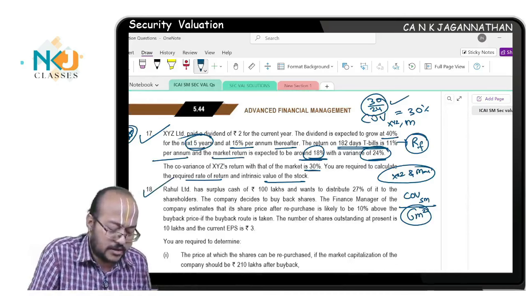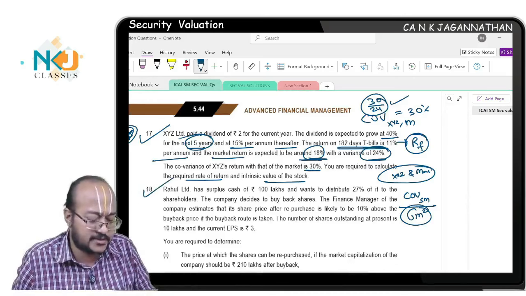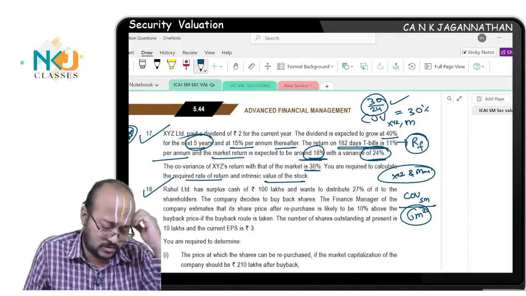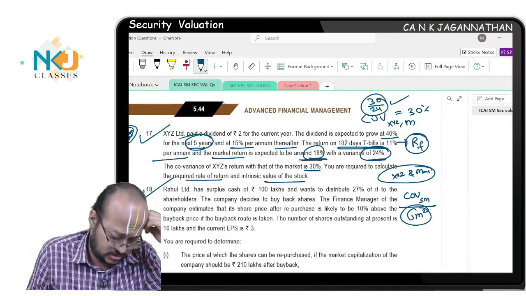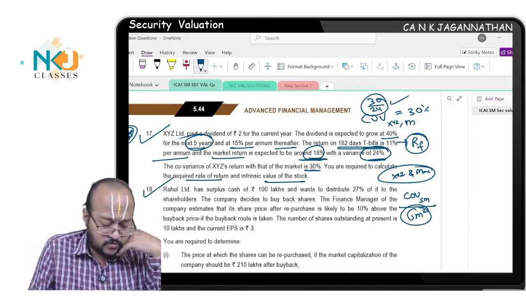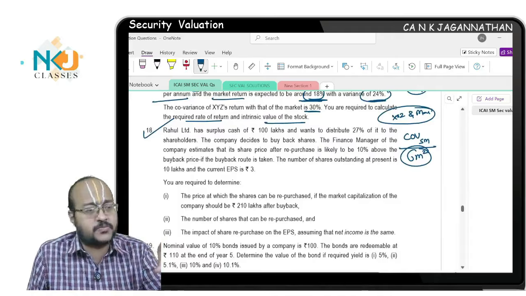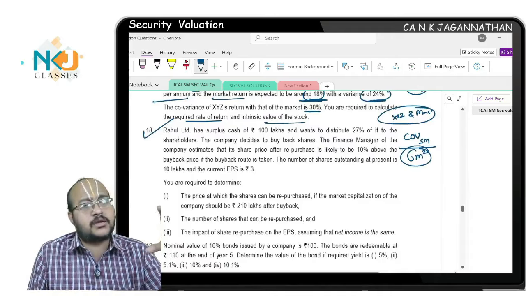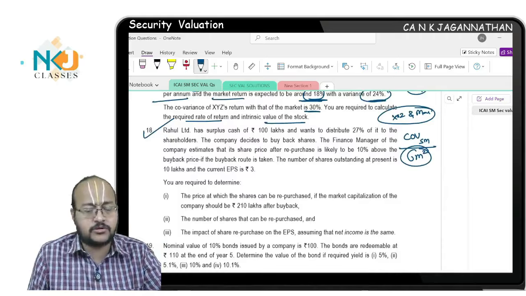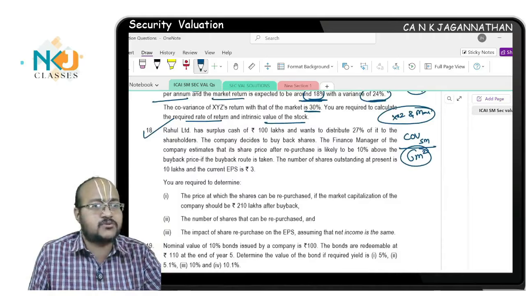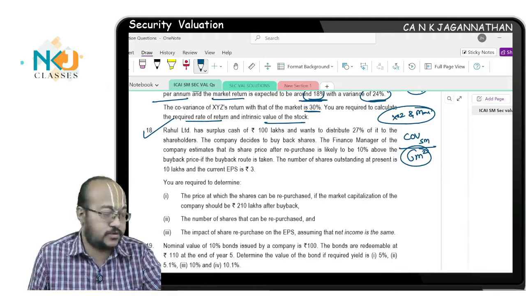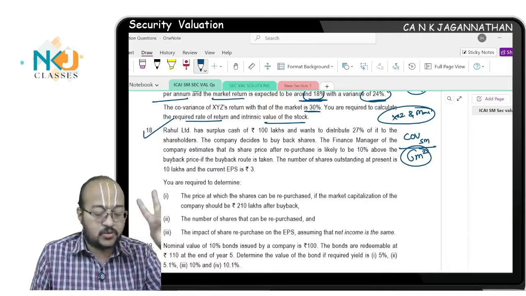Next, question number 18. Rahul Limited has surplus cash of 100 lakhs and wants to distribute 27% of it to the shareholders. Okay, dividend. This is a buyback question, a very good quality question. I think only 1 or 2 questions are there in this buyback segment. One is the reverse computation question, which I think is given in the business valuation or mergers and acquisition ICAI module. Okay, there are 2 questions.